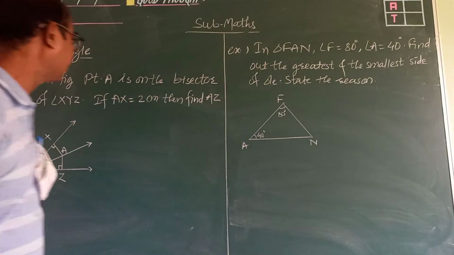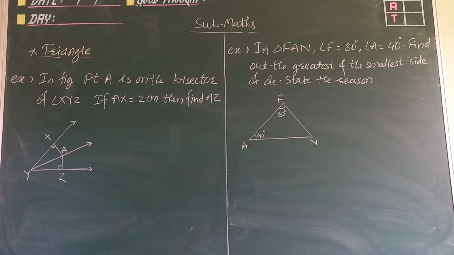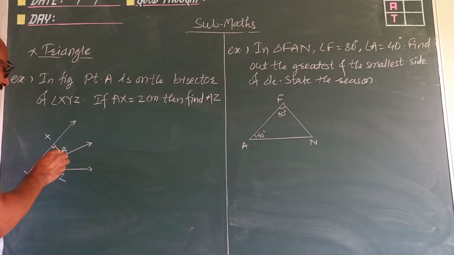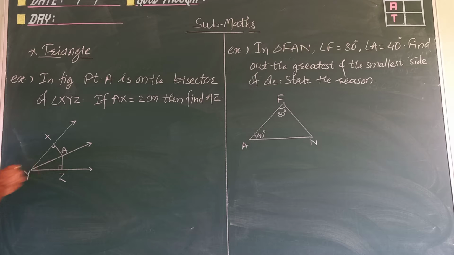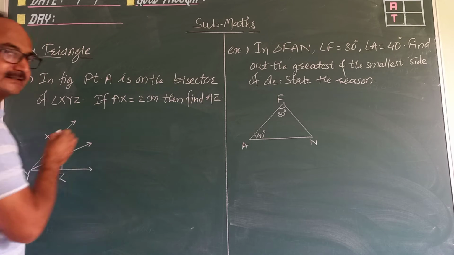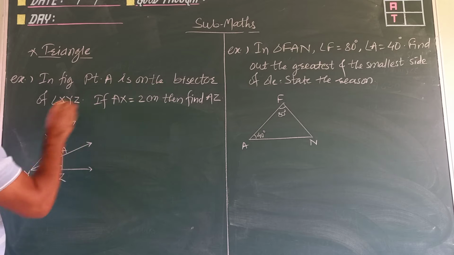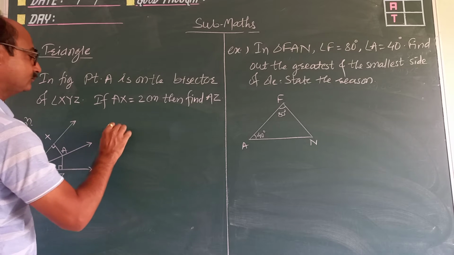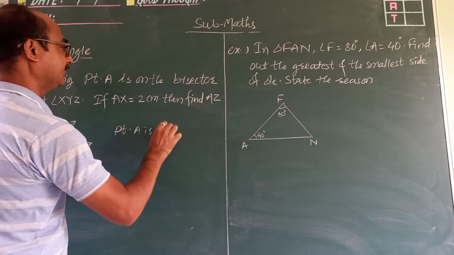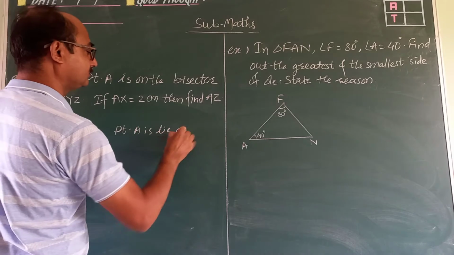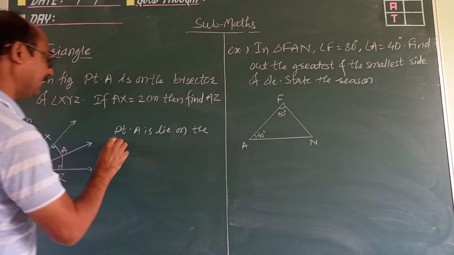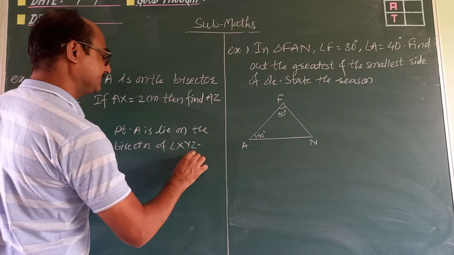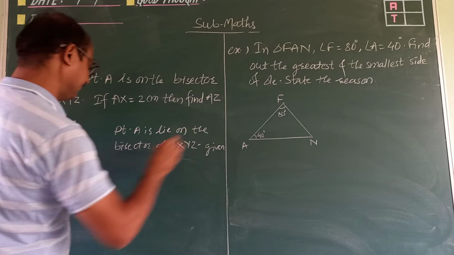Now we'll see the first example on the theorems. Already you have studied the angle bisector. Suppose this Y is the angle bisector. Point A lies on the bisector of angle XYZ. This is given. Therefore, we know the theorem.